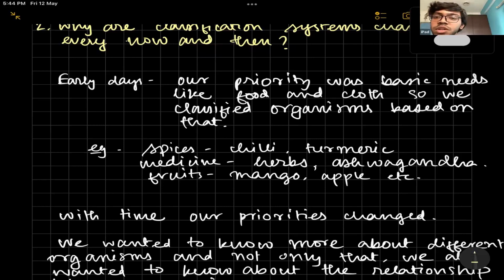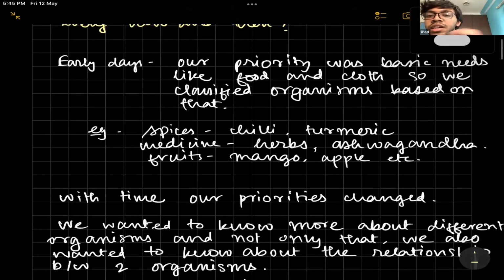They give us spices, so these plants were considered as spices. Then there were some medicinal plants like different kinds of herbs, ashwagandha or datura plants. These plants were classified as having medicinal properties. We also classified foods based on fruits like mangoes or apples, or meat, that is, animals from which we get meat. That's how we classified in the earlier days.